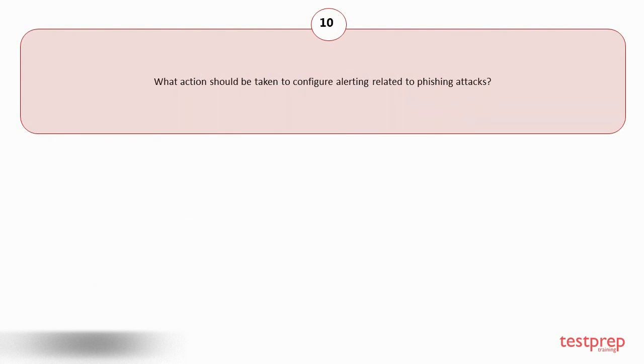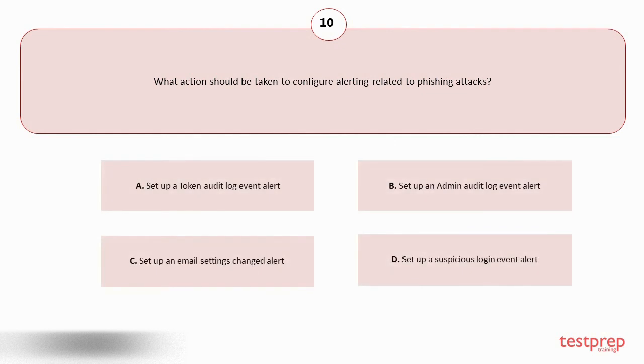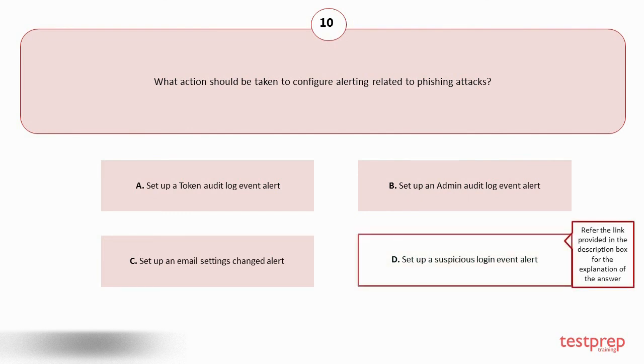What action should be taken to configure alerting related to phishing attacks? Your options are: A. Set up a token audit log event alert. B. Set up an admin audit log event alert. C. Set up an email settings changed alert. D. Set up a suspicious login event alert. The correct answer is option D.